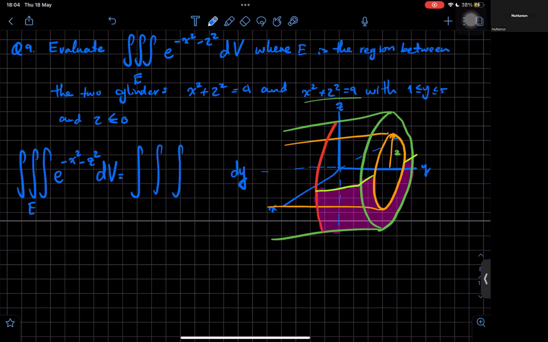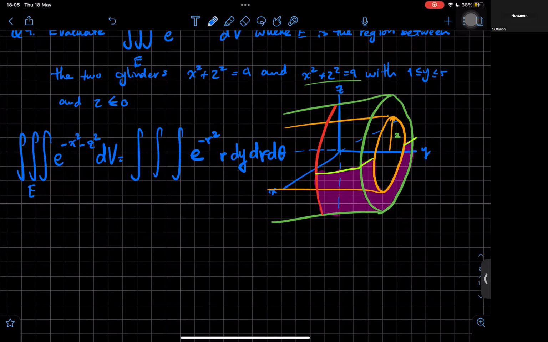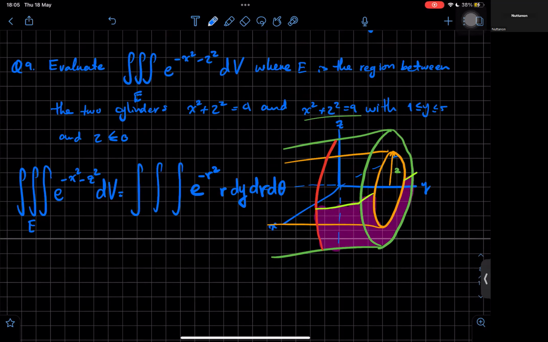And then we change x and z into r and theta, dr d theta, and when it is dr d theta, don't forget the r. And since it's in the xz direction, x squared plus z squared is going to be r squared, so it will be e to the minus r squared. Now in the y direction, it says y is from 1 to 5. So it's greater than 1, less than 5.